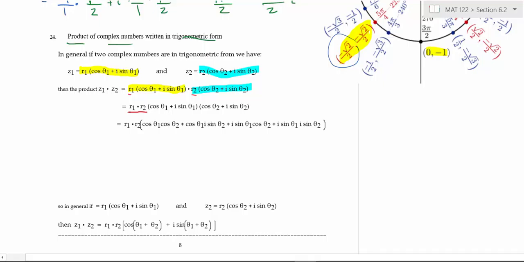You just multiply the two radiuses together, and then you need to multiply these two things out, and that's just multiplying two binomials. So you're going to do a distributive property, or if you want to, you can think of that as FOIL. Cosine times cosine is going to give this. And then the outside term, you're going to have cosine times sine, and you're also going to have the i. So that's the result of that term.